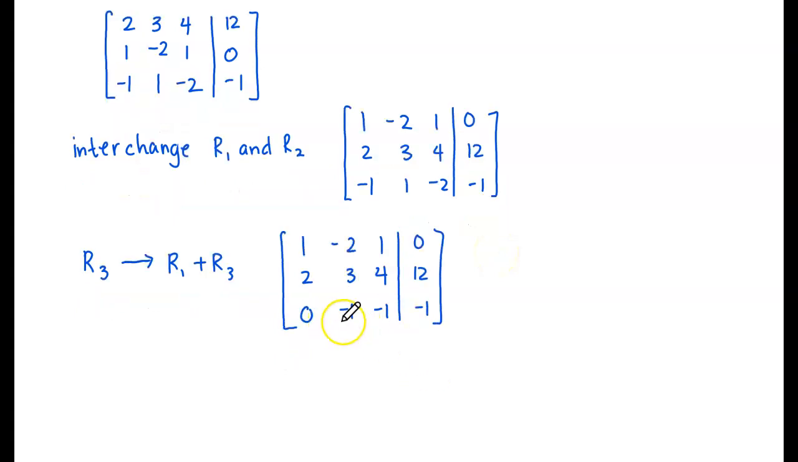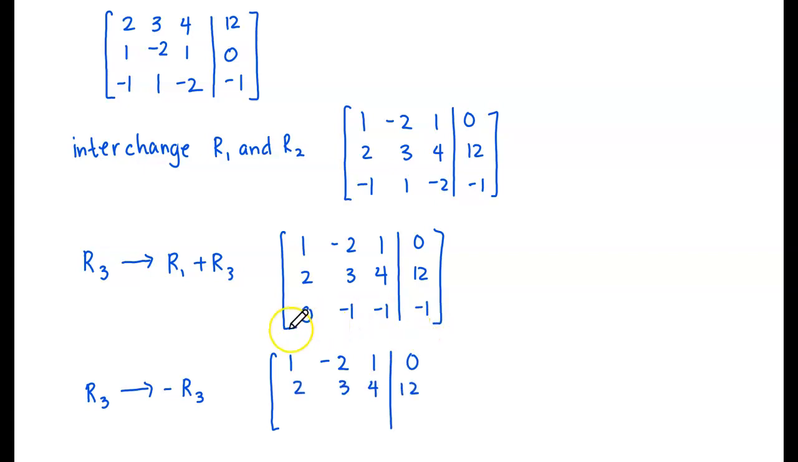So then the next step is to make this all +1. We obtain that by replacing our row 3 here by the negative of row 3. In other words, you multiply row 3 by -1. So again, you just copy all the rows that you did not do anything to. So you have 2, 3, 4, 12. Then you multiply -1 to row 3. So that's 0, 1, 1, 1.